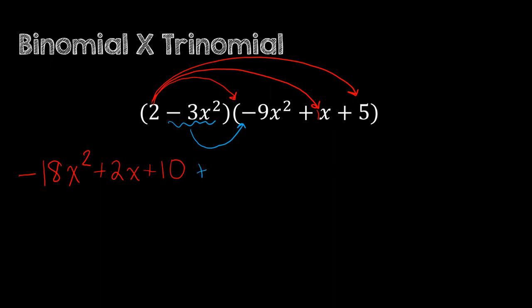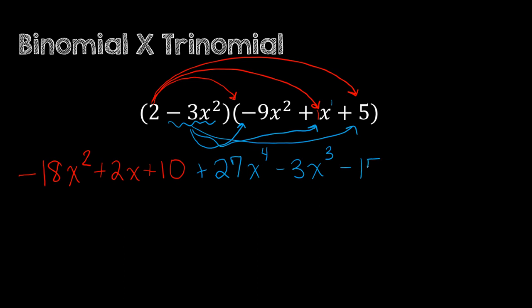And we're going to get a positive 27x to the 4th. Because x squared times x squared is x to the 4th. There's 4 x's. We'll do this again. Negative 3 times positive 1 is negative 3. And I have 2 x's here, and I have 1 x here. So I get x to the 3rd. And last but not least, I have negative 3x squared times positive 5x. So I get negative 15x squared.